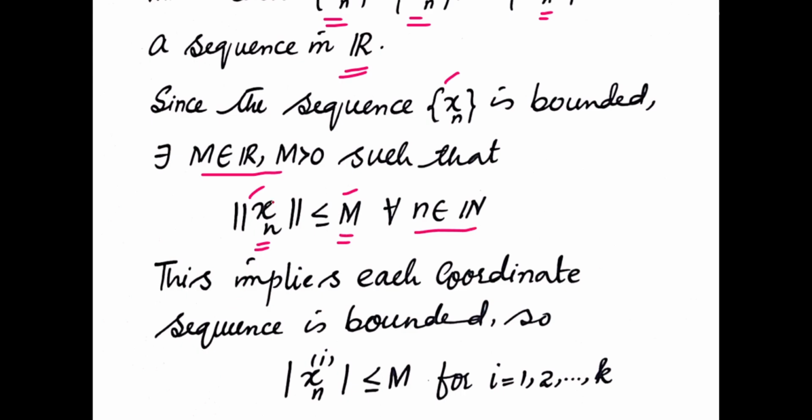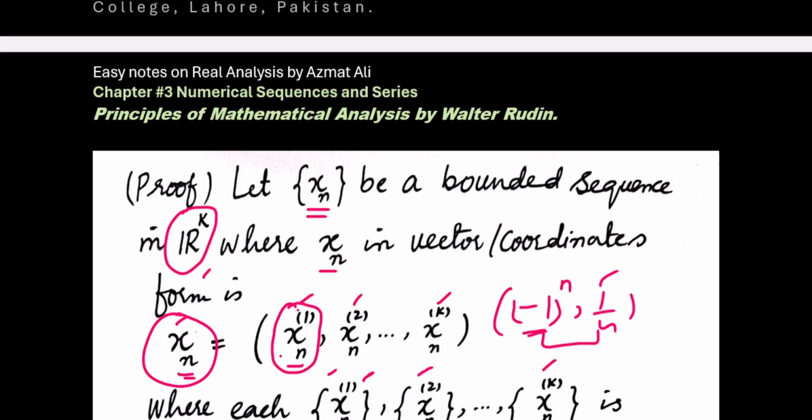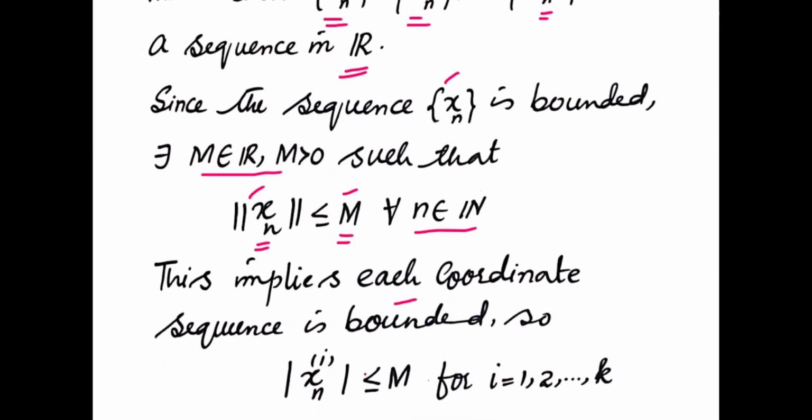So when you say our original sequence, which has k coordinates, is bounded, this implies each coordinate sequence is bounded. It means each coordinate of this sequence individually is also bounded. So each sequence is bounded by this number m. So |xn i| is less than or equal to m, where i starts from 1 and ends at k.